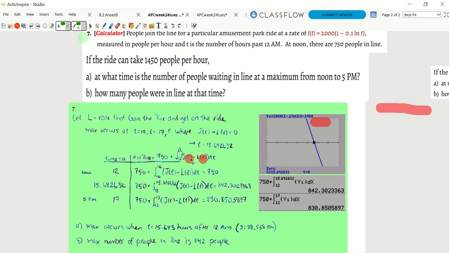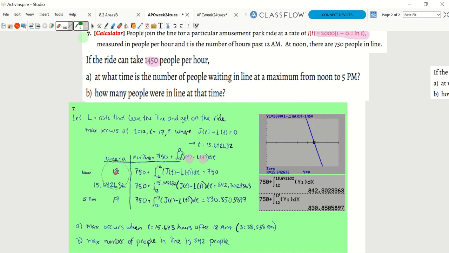We integrate the net rate, which is joining minus leaving. You can see that over here also. And you integrate that to get to the amount level. So that's our general equation right there. Now, let me change this to pink, just so it's not too aggressive of a color, so to speak.